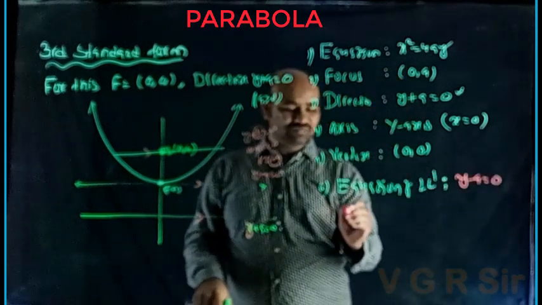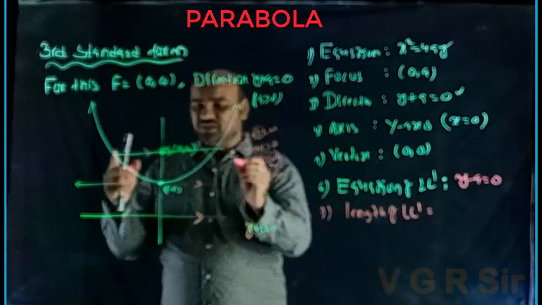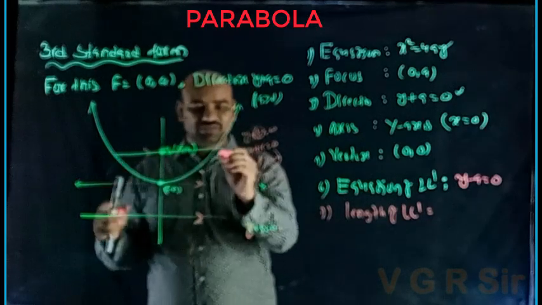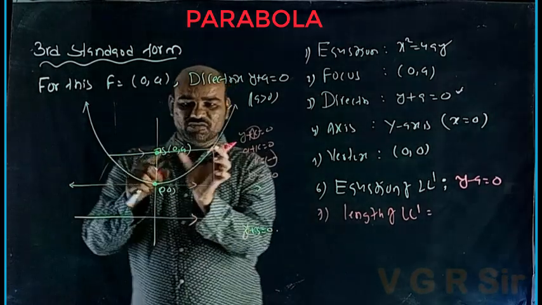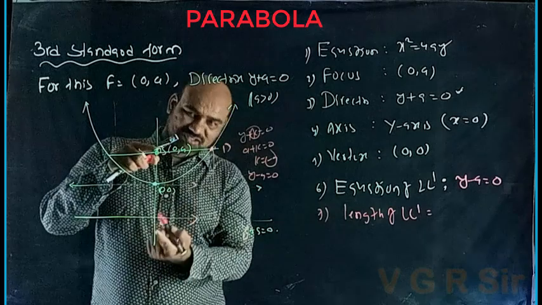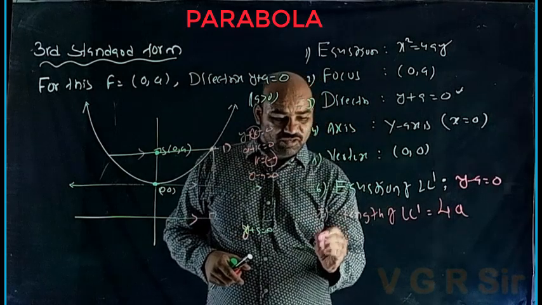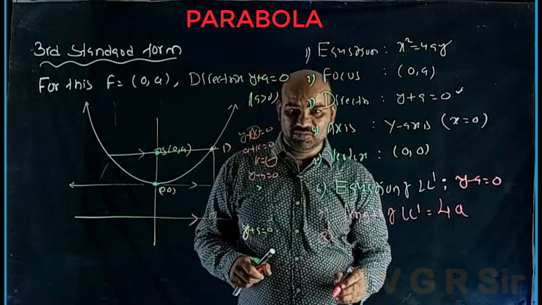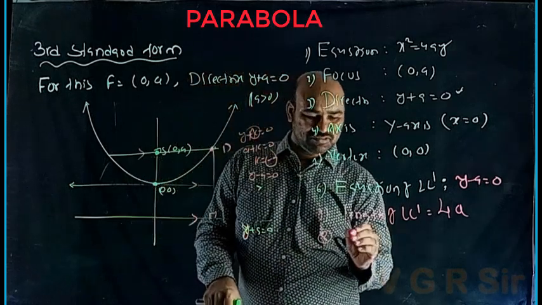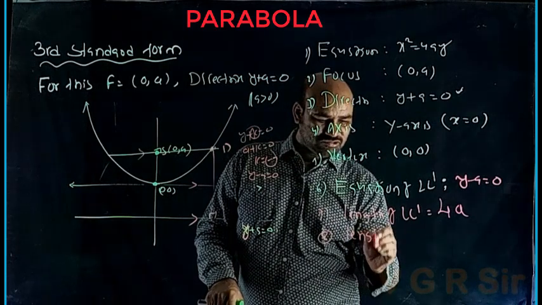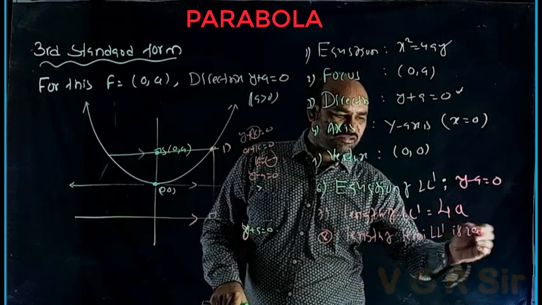Length of latus rectum, length of LL dash. Observe here, this length is 2 times of this, a plus a, 2a, total 4a only. I forgot to write one, that is the length of the semi latus rectum. Sometimes they will ask, the length of the semi latus rectum is half of the length of the latus rectum. Length of semi latus rectum is 2a.